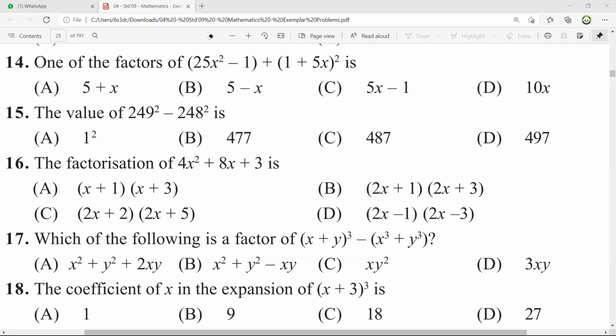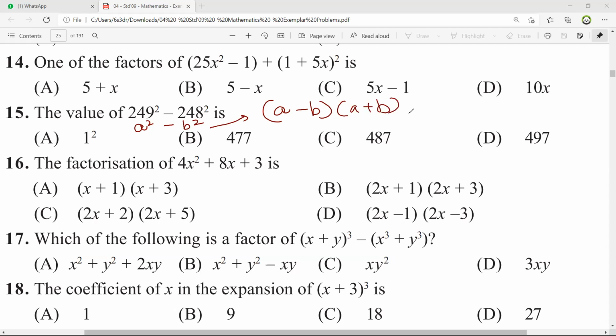Ma'am, as in the question, it's given in the form of a squared minus b squared. Yes. Ma'am, so we will solve this in a minus b, a plus b. Okay, very good. So that is one approach. Very nice, Mridula. A minus b, a plus b, right? You can do that.